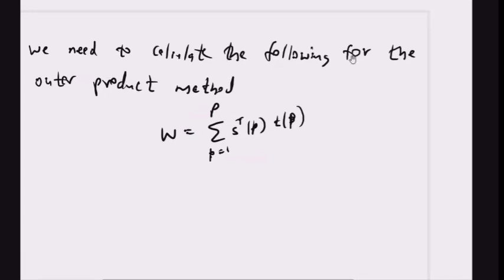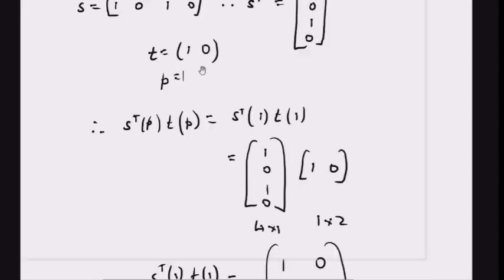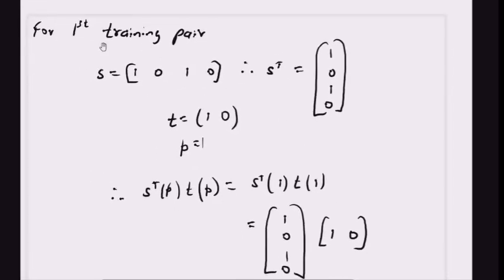We need to calculate the following for the outer product method. We need to do the summation, where the small p goes from 1 to capital P. In our case we have 4, so p will go 1, 2, 3, 4. For all 4 training sets we need to calculate this part: S transpose, the transpose of whatever input vector we have, times the target value.